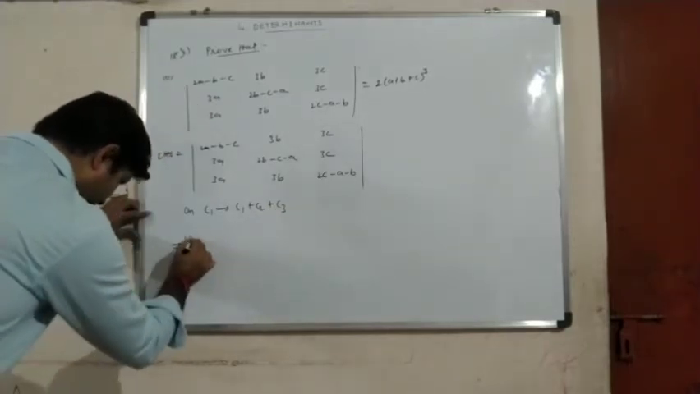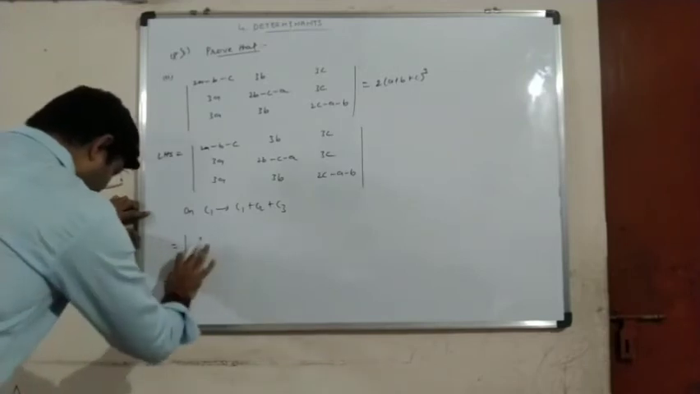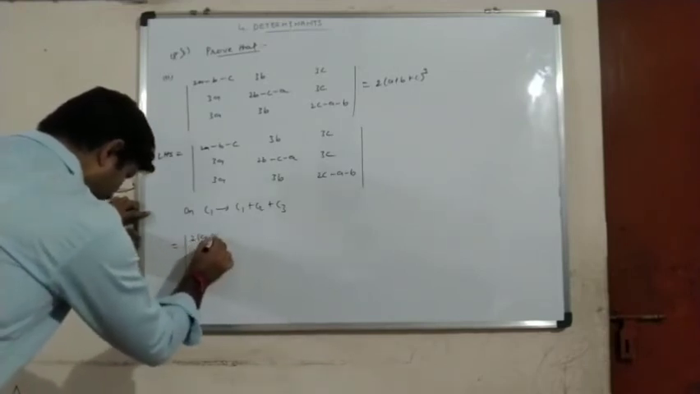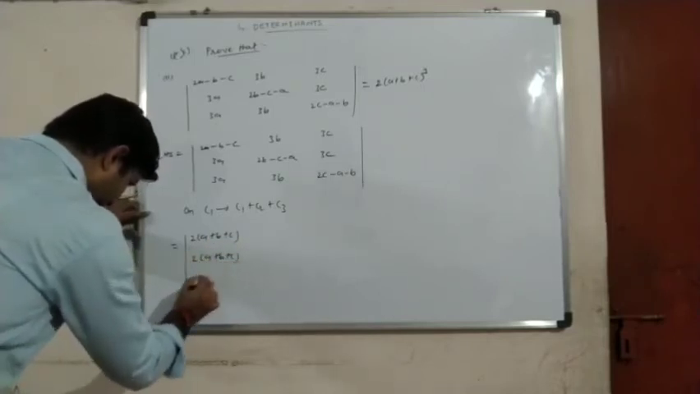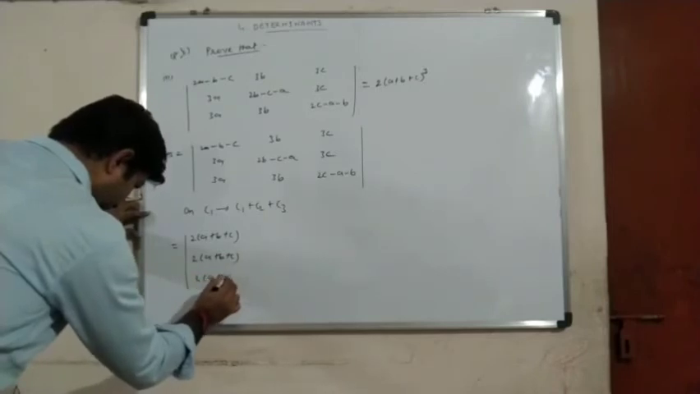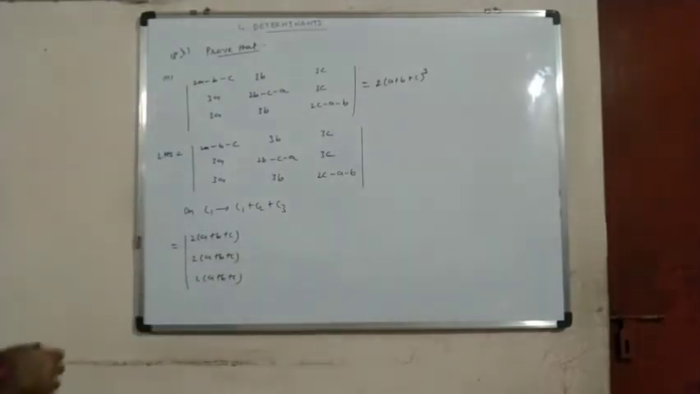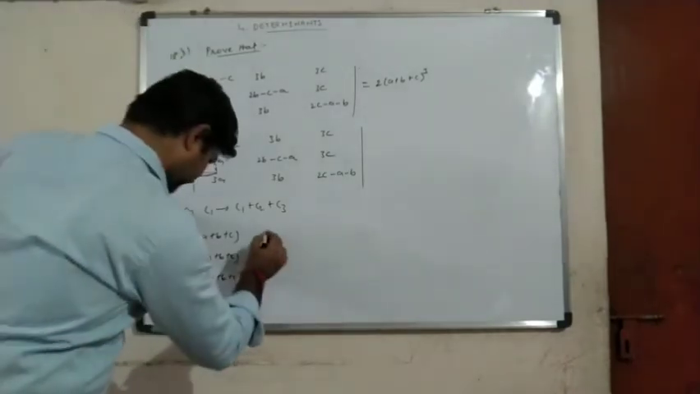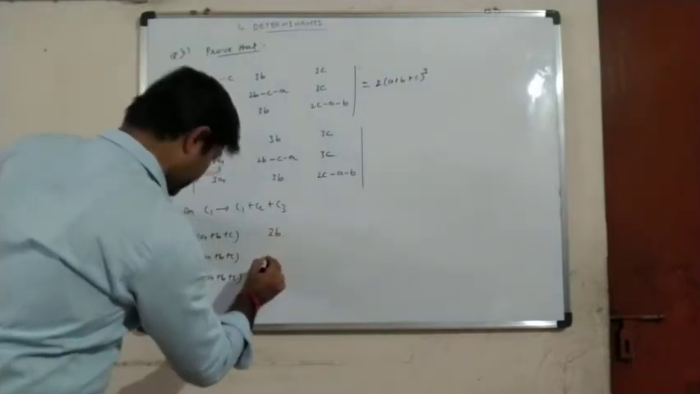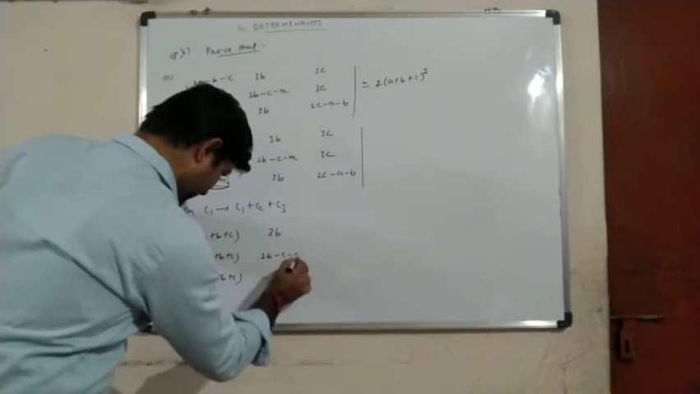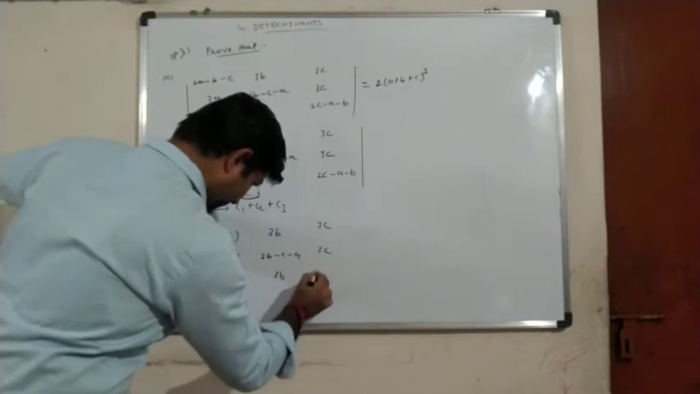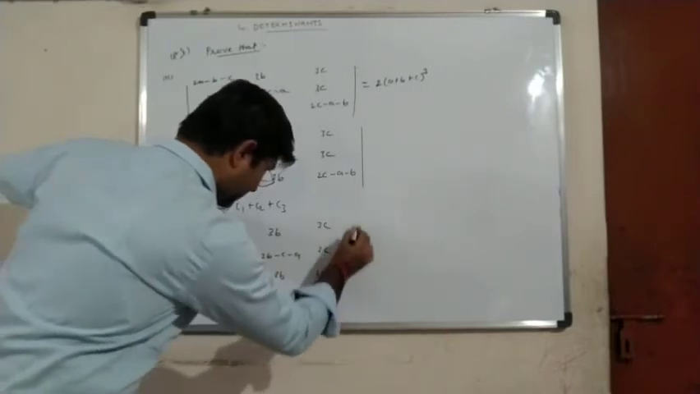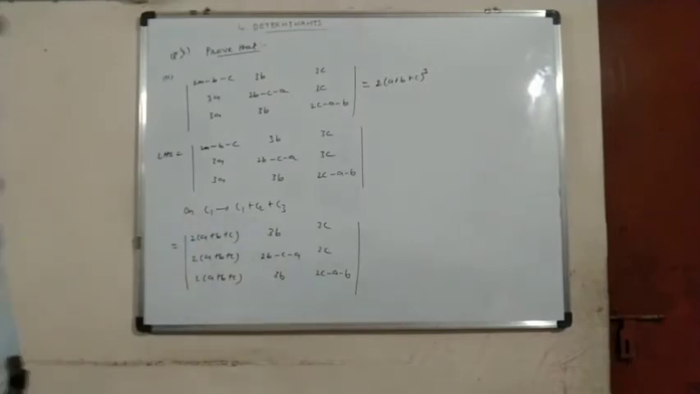So we will get in the first column 2 into (a plus b plus c), 2 into (a plus b plus c), and 2 into (a plus b plus c). Okay, second and third column we will write down as it is. Yes or no? So let us write down 3b, 2b minus c minus a, 3b, 3c, 3c, 2c minus a minus b. Okay, let us take 2 into (a plus b plus c) common.